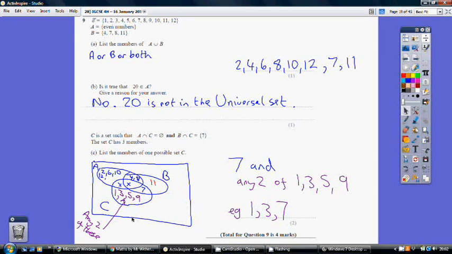So basically, list the members of one possible set of C, and we know C has 3 members. So we must include 7, because that's absolutely guaranteed that it's got to be in C, because it's in B intersection C. It's in B and C, it's in both. So 7 must be one of our answers. And then we can choose any 2 out of 1, 3, 5 and 9, and I've just chosen randomly 1 and 3. So my answer is 1, 3 and 7, but as long as you've got any two of these four plus 7, you're going to get the marks.